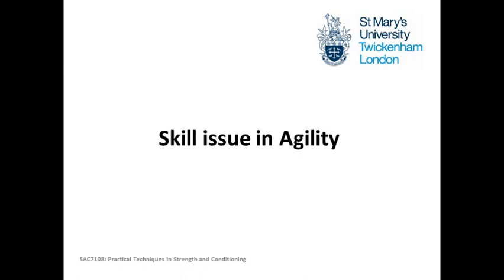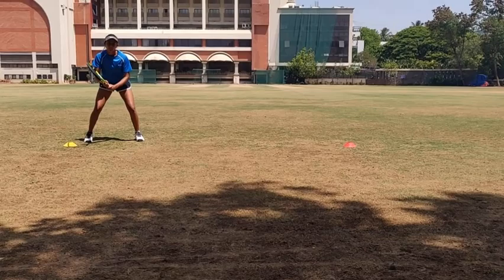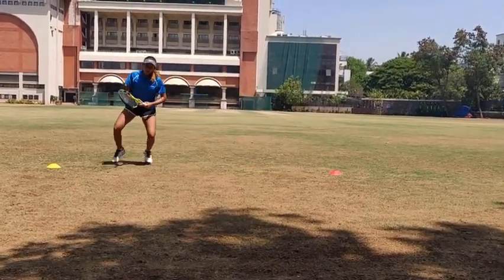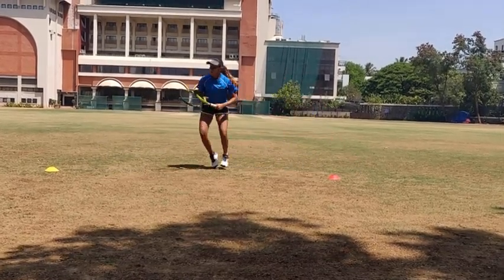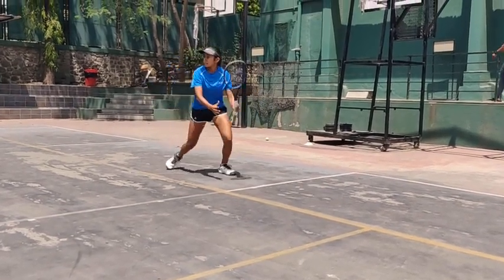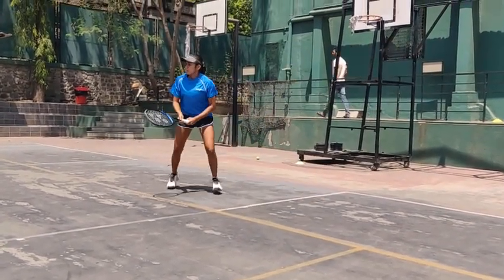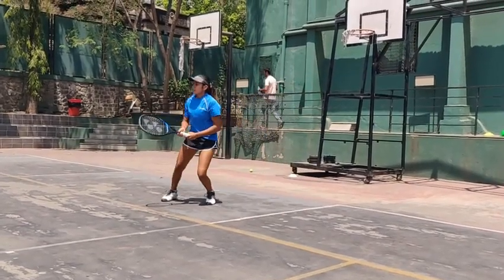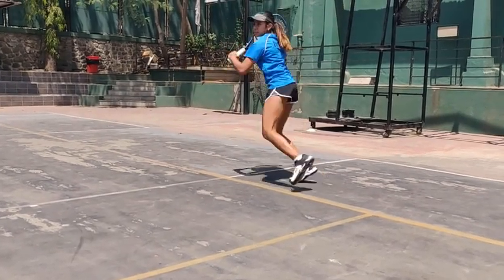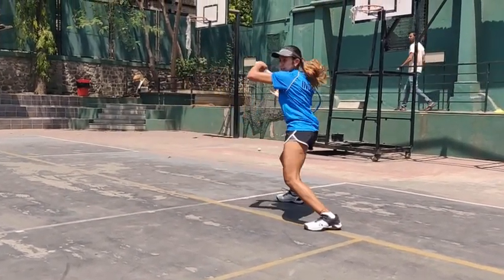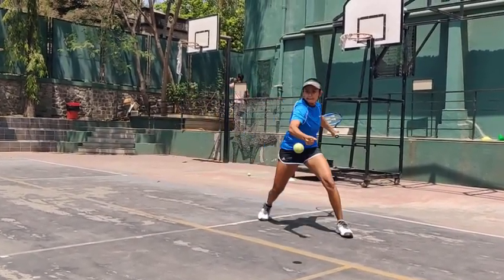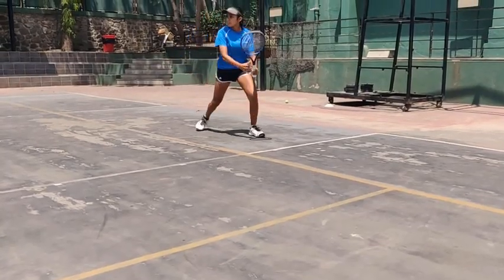Now, let's look at the skills in agility. Athlete 2 in the video is demonstrating how to perform a swap step. The swap step helps the athlete, number 1, to generate a lot of power by rotating the hips. Number 2, it puts them into a position to recover back quickly. Notice how the athlete, after hitting the ball, swaps the step and crosses over laterally, helping the athlete to look at the next shot and recover optimally.